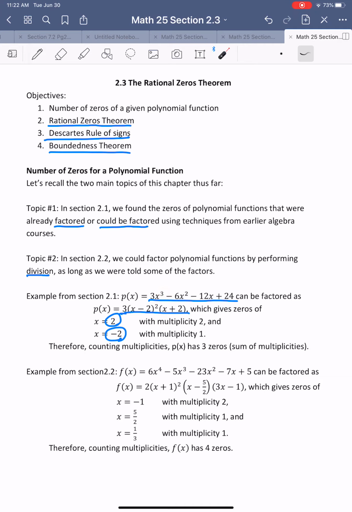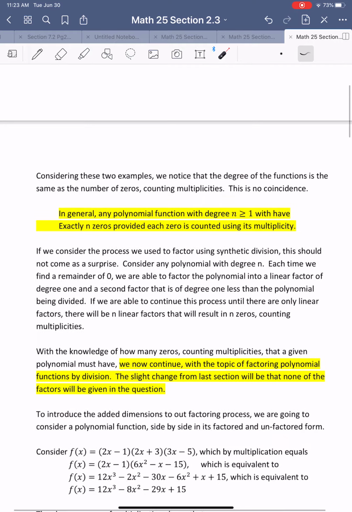An example from 2.2 was f of x equal to 6x to the 4th minus 5x cubed minus 23x squared minus 7x plus 5. It was factored as 2 times this form. So we got 1, 0, negative 1 is a multiplicity of 2 from here. And then 5 over 2, with multiplicity 1. And then 1/3 has multiplicity 1. Therefore, counting multiplicity, f of x has 4 zeros in total. Alrighty, so let's look at the next page.